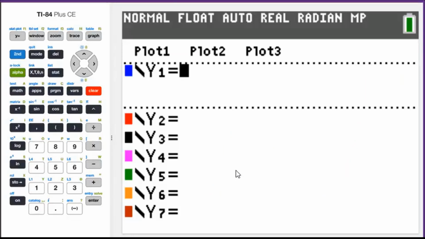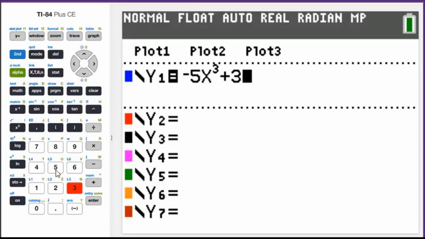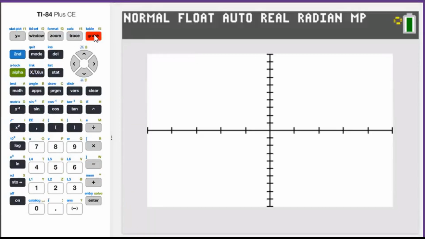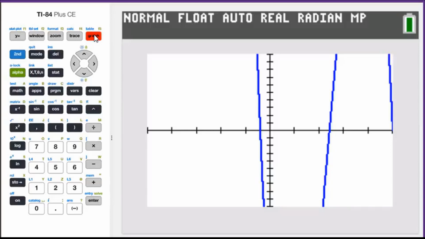Now let's look at another example. y1 equals negative 5x to the third power, then plus 35x squared, then minus 45x minus 25. So we do the graph. You could see this window is too small for the graph. Check the window part.